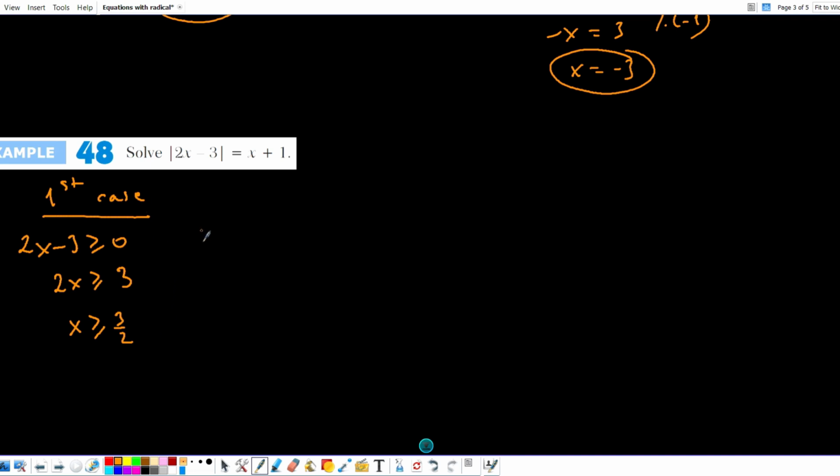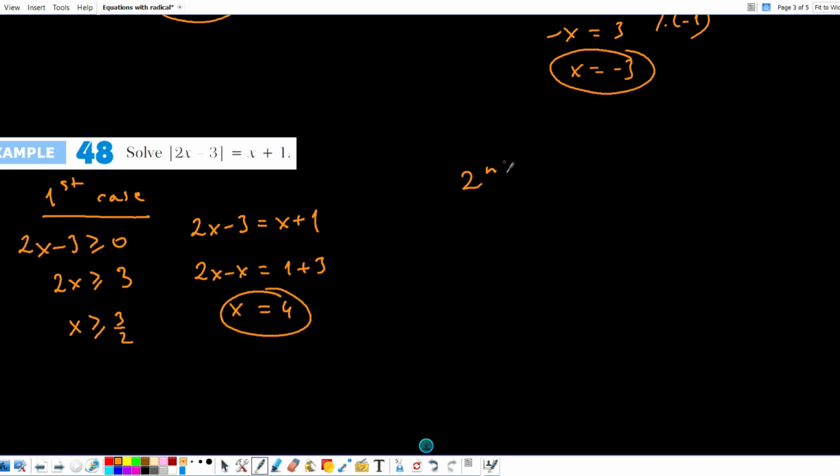Now let's check which values we'll find. If 2x minus 3 is positive, I'm taking it out from the absolute value as it is, without changing anything. Then our equation will become 2x minus 3 is equal to x plus 1. Then unknowns on one side, knowns on the other side. I will have x is equal to 4. 4 is greater than 3 over 2? Yes, it is. So this one is my solution.